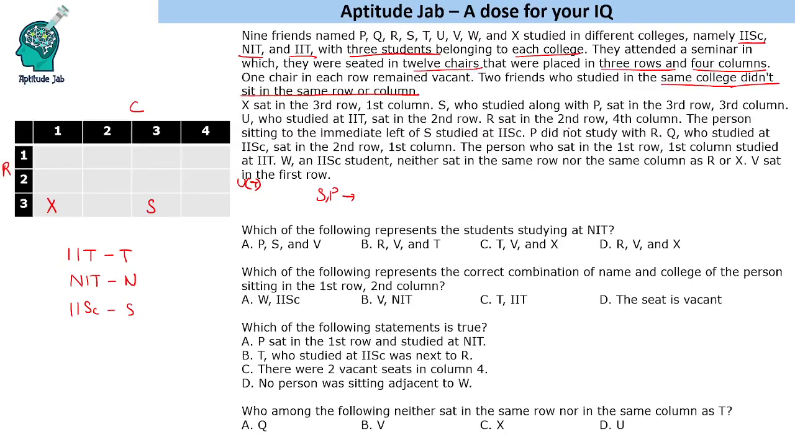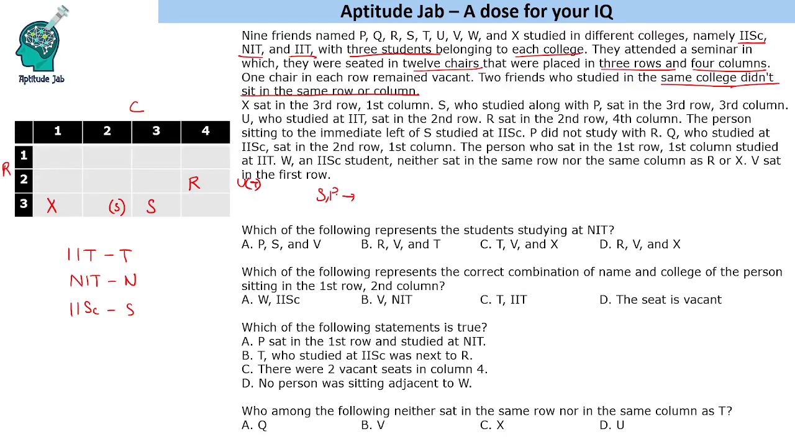R sat in the second row, fourth column. So second row, fourth column. The person sitting to the immediate left of S studied at IISc. So this person is from IISc. P did not study with R, and P and S studied in the same college.